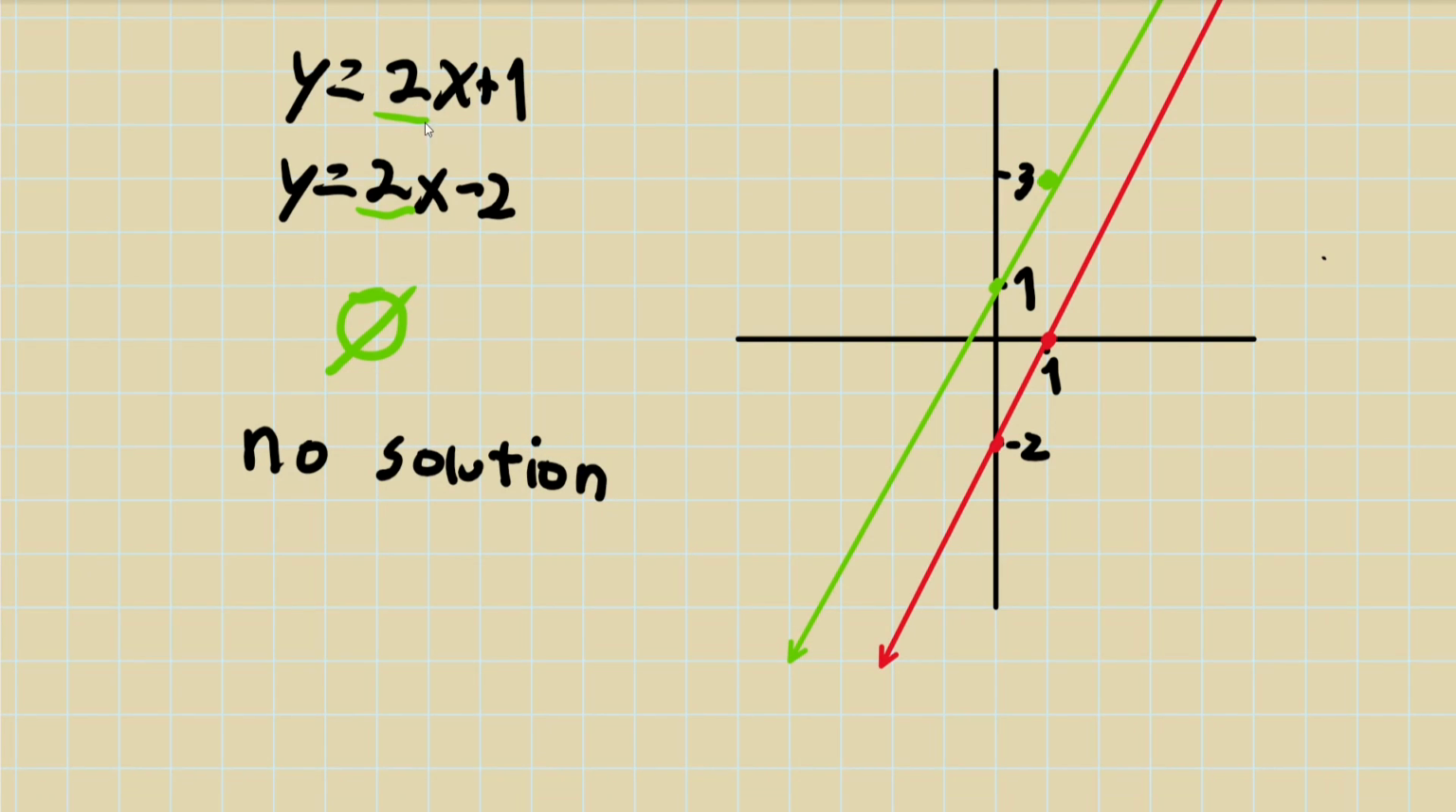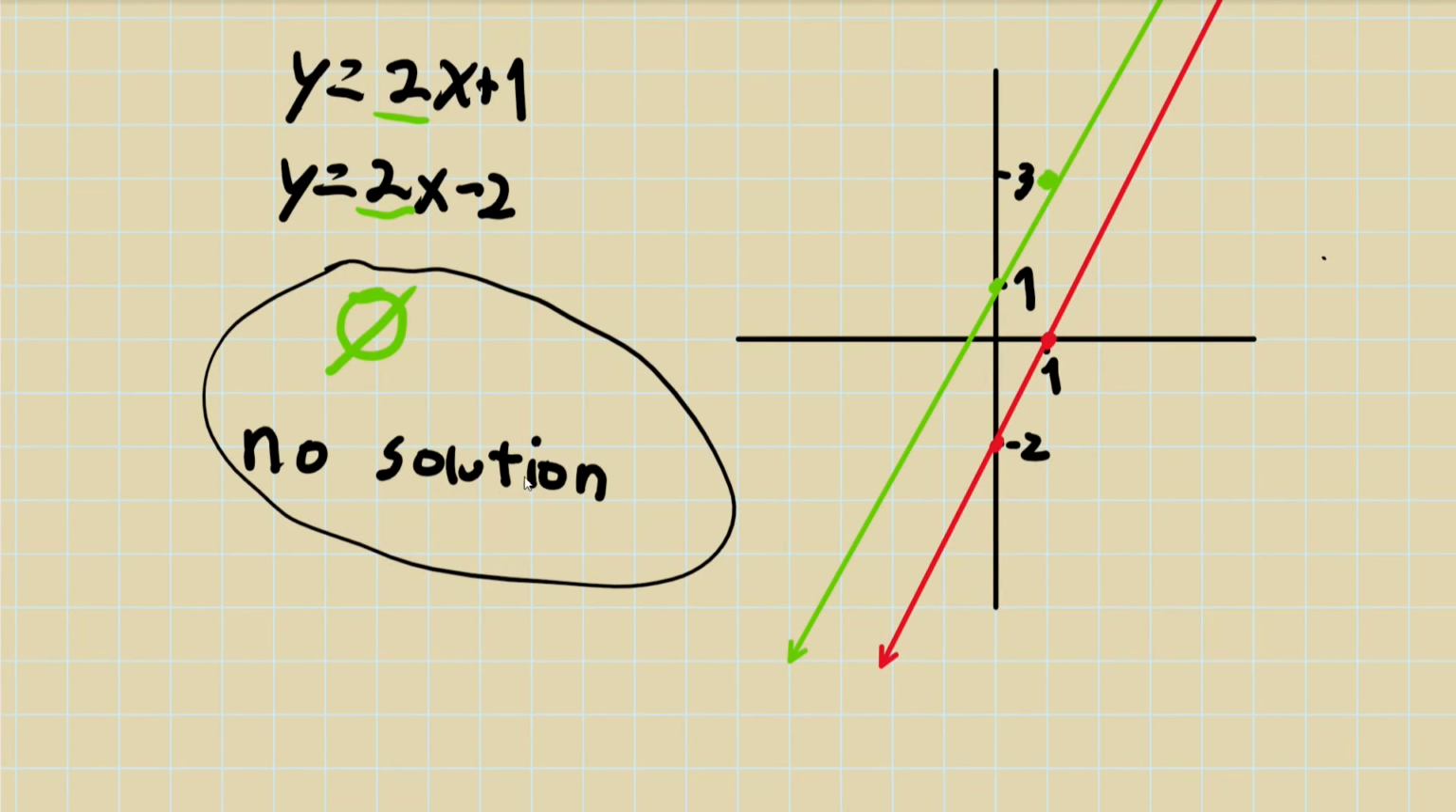So when you see that they have the exact same slope, you know that they're parallel and the lines will never meet. That means there will be no solution, and you can present it with this sign here or by saying no solution.